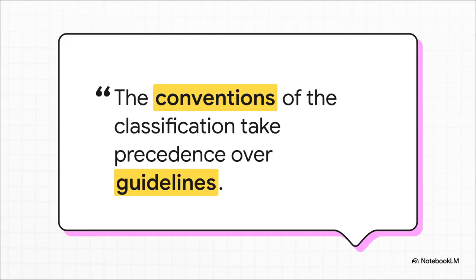And if you ever find yourself getting confused, the official guidelines provide a crystal clear hierarchy. To quote the text directly, the conventions of the classification take precedence over guidelines. This basically cements the absolute, unquestionable authority of the structural conventions we just talked about, like those excludes notes and sequencing rules. The conventions always win out.